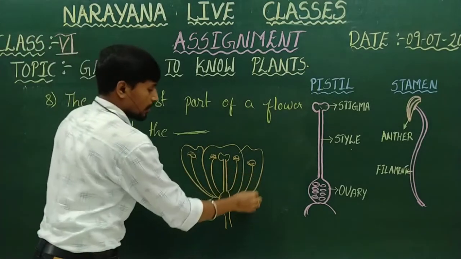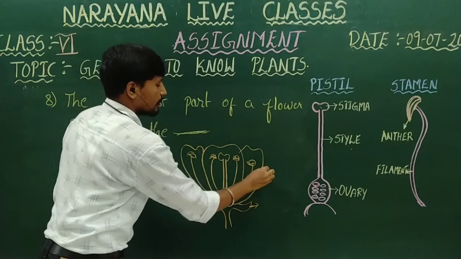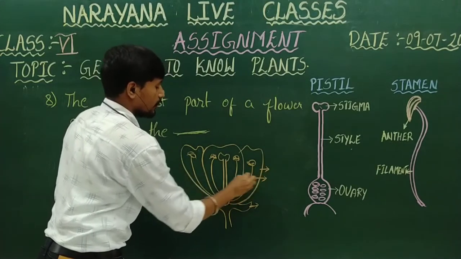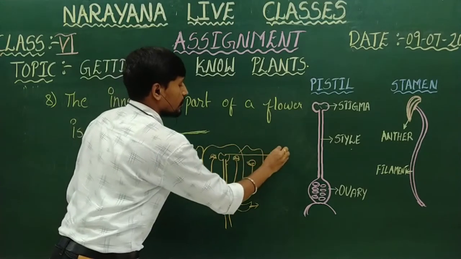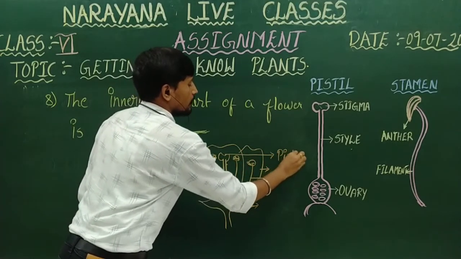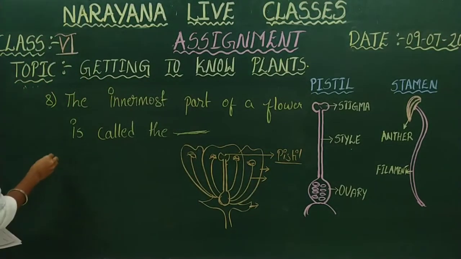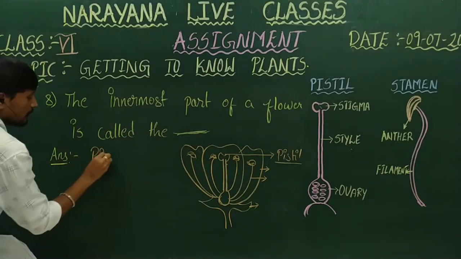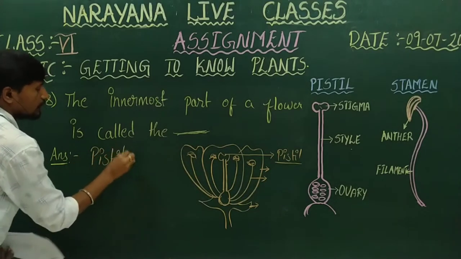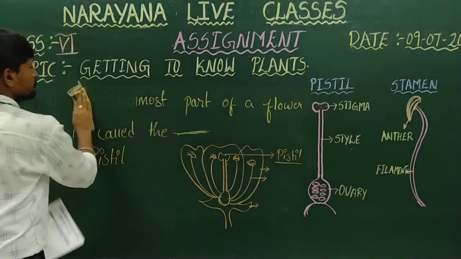Sepals are the outermost layer. These are the sepals, and these are the petals, and after petals stamens are there. Inside the stamens, in the center, we find the pistil. Pistil is the innermost layer of the flower. The answer is pistil.